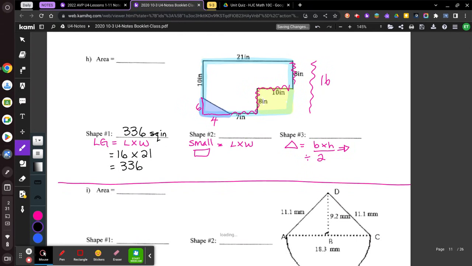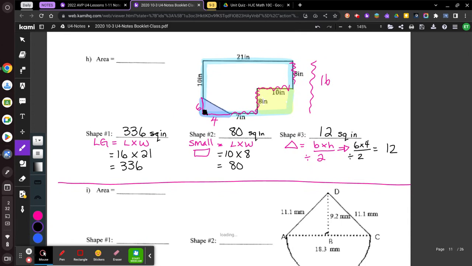All right. The shape 2 is our small rectangle. That's going to give me 10 times 8. That's going to give me 80. So my small one is 80 square inch. And then my triangle, my base and my height are attached to that 90. Every corner makes a 90. So that means my 6 and my 4 are the ones that are next. So I take 6 times 4, divide 2. So 24 divided by 2 gives us 12. So I get 12 squared inches.